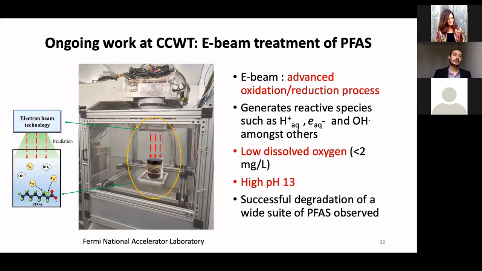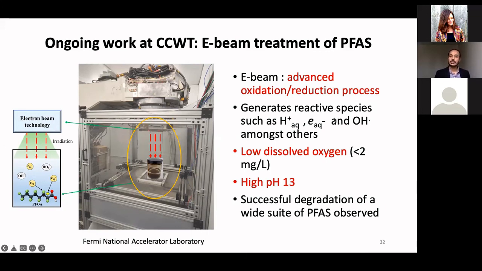The other approach that we are working on for destructive removal of PFAS is electron beam irradiation treatment. Here we are collaborating with Fermi National Accelerator Lab. It's an advanced oxidation reduction process. The electron beam water radiolysis can generate reactive species such as aqueous electrons and hydroxyl radicals that can react with your PFAS molecules to break them down.